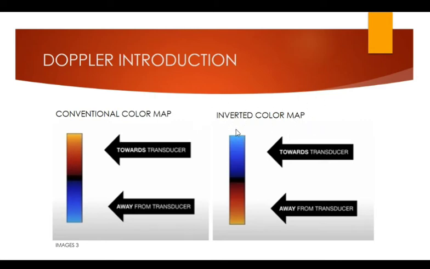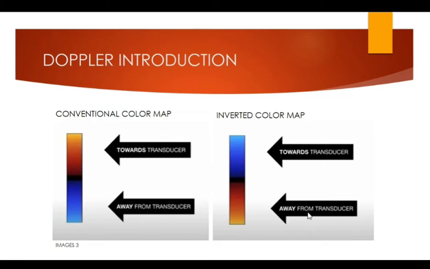But the one thing that we're always going to remember is it doesn't matter what color is on top. We can flip it from red to blue. We could make it pink and green, pink on the top and green on the bottom. It doesn't matter what color it is. The machine could make any color, but conventionally, red is on the top, blue is on the bottom. The most important thing that we need to remember is that whatever's on the top is always going to be representing what's towards the transducer, and whatever's on the bottom is what's going to be away from the transducer.